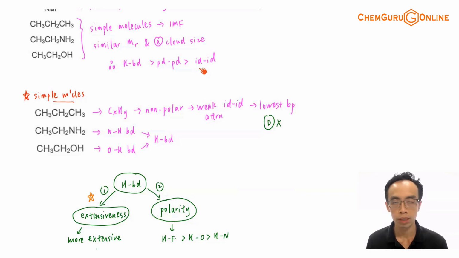bond versus permanent dipole interaction versus instantaneous dipole, induced dipole interaction, we have to make sure that we're comparing molecules with similar size. That means their molar mass has to be similar, and we have similar electron cloud size. Then this comparison, where hydrogen bond is stronger than permanent dipole interaction, which is in turn stronger than instantaneous dipole, induced dipole interaction, will be valid.